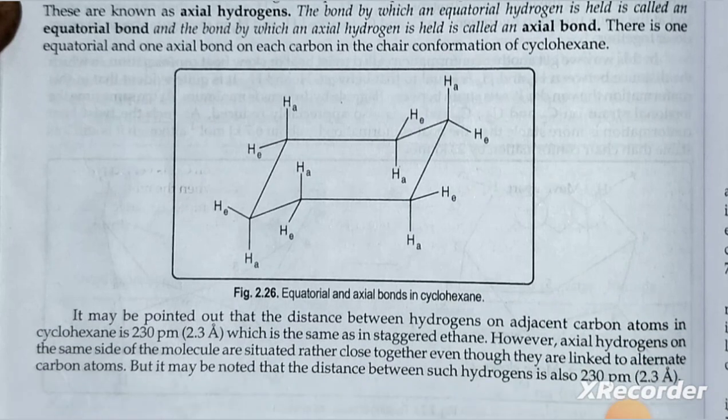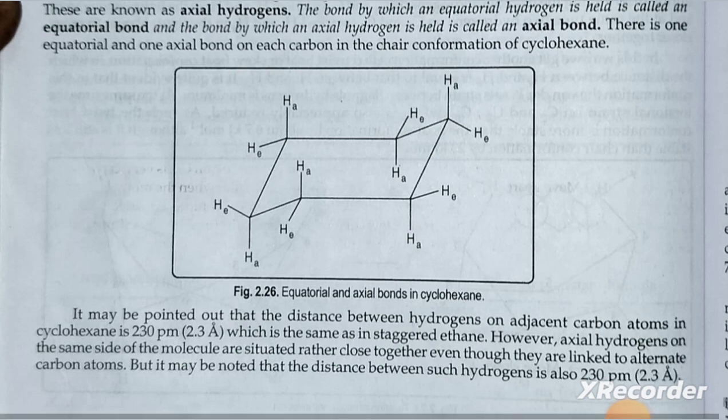It may be pointed out that the distance between hydrogens on adjacent carbon atoms in cyclohexane is 230 picometer or 2.3 angstrom, which is the same as in staggered ethane. However, axial hydrogens on the same side of the molecule are situated rather close together even though they are linked to alternate carbon atoms, but it may be noted that the distance between such hydrogens is also 230 picometer or 2.3 angstrom.